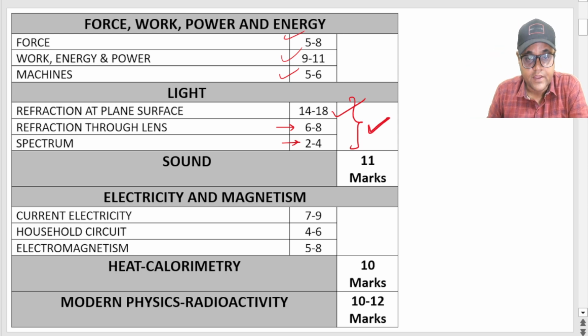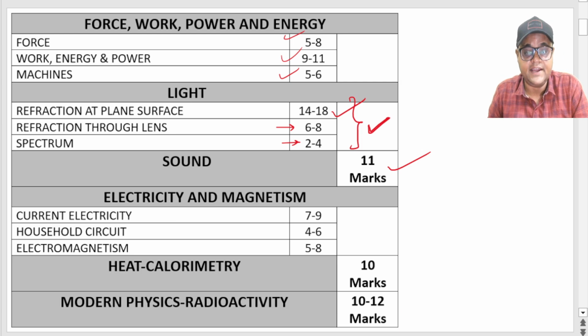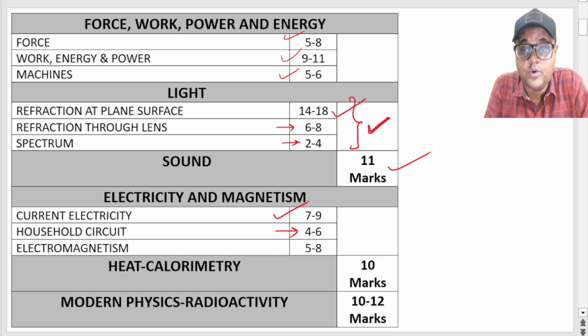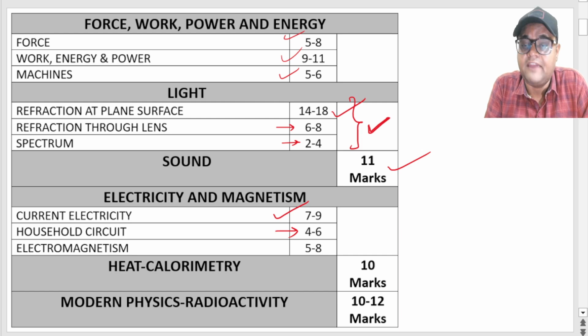Next is your sound. You will be getting a question of approx 11 marks from sound. Electricity and magnetism, proper electricity, the current electricity part, that resistance, conductivity and all, 7 to 9 marks. Household circuits, right? You will be getting 4 to 6 marks. If I take the average, a 5-mark question from household circuits. This is a very easy catch. If you will be studying this chapter properly, you can easily score 5 to 6 marks.